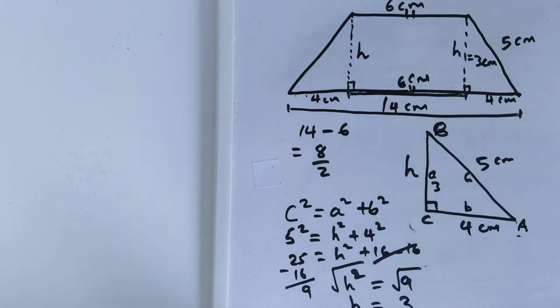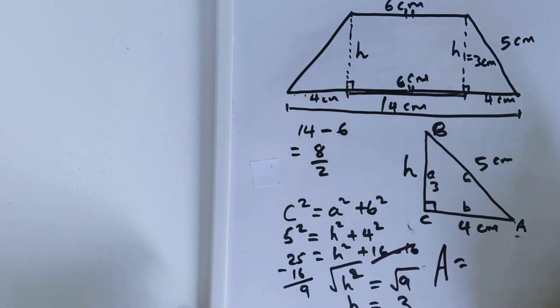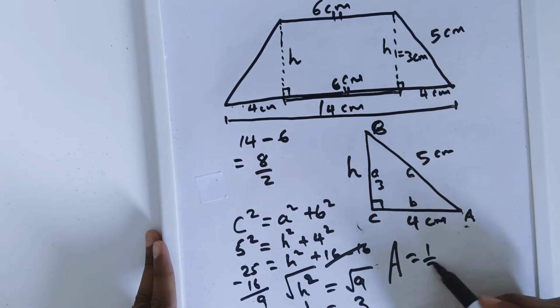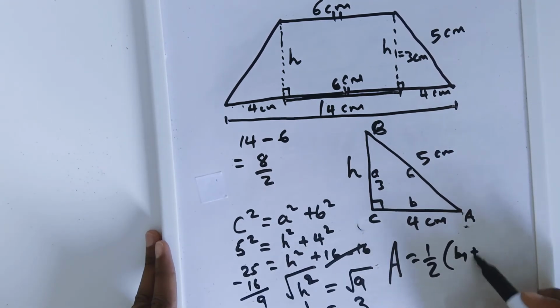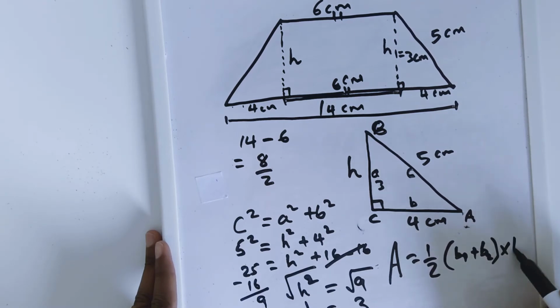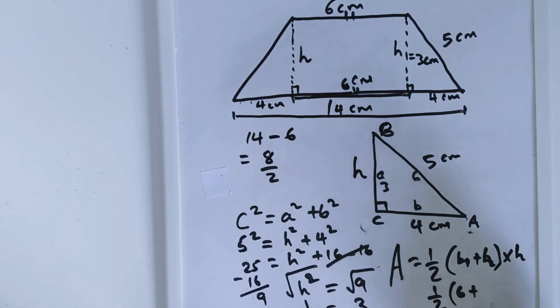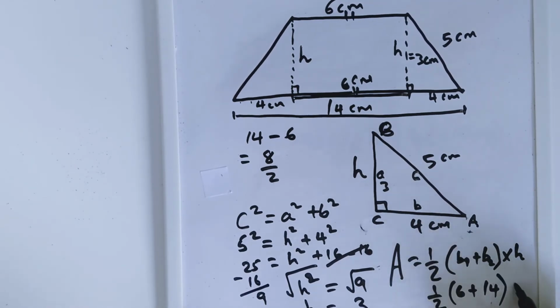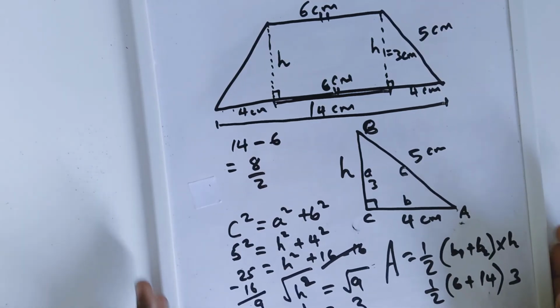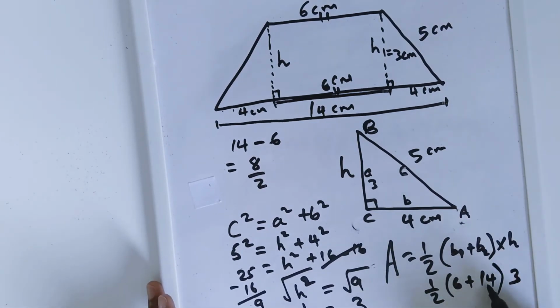So now, the final step is to find the area of the trapezoid. Area of a trapezoid is equal to a half times B1 plus B2 multiplied by the height. So a half times B1 is 6 plus B2 is 14, multiplied by the height, which is 3, which is what we found just now. So when you add 6 plus 14, this is 20, so a half times 20 times 3, so that gives me 10.